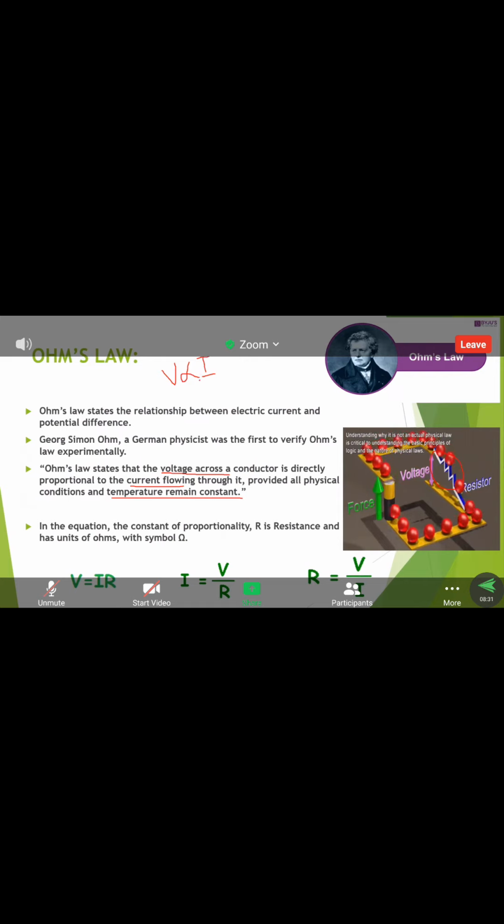But every equation we get in equation form only, but there is a proportional constant present. To remove the proportionality, a constant is required. So the constant we are taking as R, capital R. So from that we draw the relationship between the voltage and current. Then V is directly proportional to I.